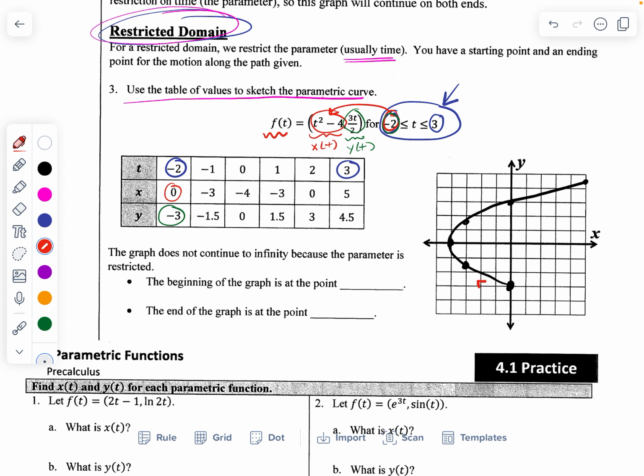We're going to show the arrows of the direction we're going in, right? Because just by the graph, we don't know the direction of how things went over time. And we also know, because there is a restriction on what t can be, the beginning of the graph is at the point 0, comma -3 right here. And the ending of the graph is at the point 5, comma 4.5 here. We notice because t cannot go further than that, we will have distinct ending points. So starting and ending points, these do not go on forever.